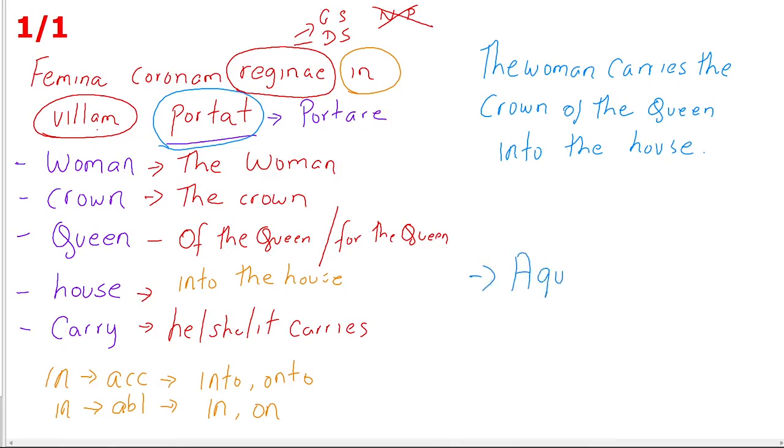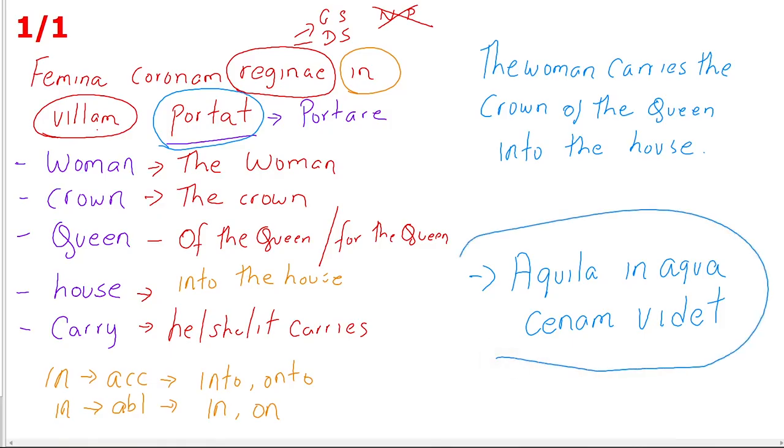Aquila in aqua cenam videt. Okay, so let's try to solve this one. Aquila in aqua cenam videt.